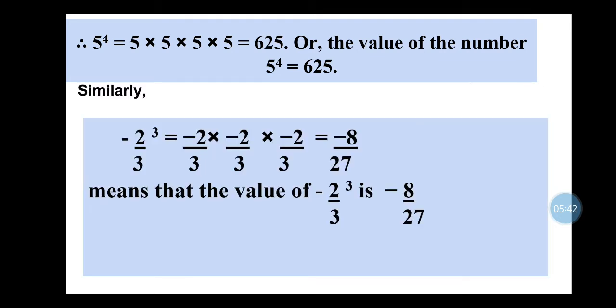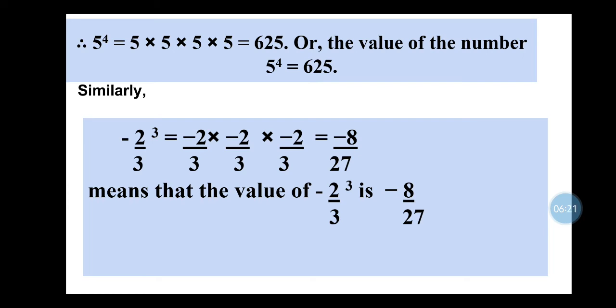Similarly, minus 2 upon 3 raised to 3, or you can read it as whole cube. That means minus 2 upon 3 whole cube is equal to minus 2 upon 3 into minus 2 upon 3 into minus 2 upon 3, which is equal to minus 8 upon 27. First you multiply the numerator, that is 2 into 2 into 2, you will get obviously 8, and 3 into 3 into 3 you will get 27.